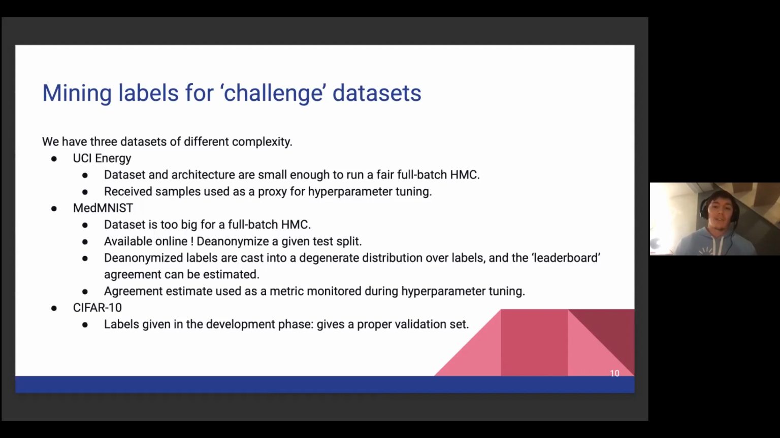And during the hyperparameter tuning, we can use this accuracy as a metric. And for CIFAR-10, despite it being the most complex data set, we were given HMC predictive distribution samples in the development phase. So no magic here for CIFAR-10, we can just use them.